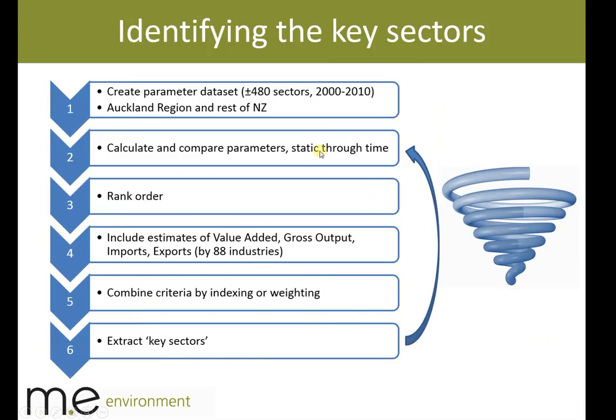To give a little bit of context of what we're doing in the whole process, we're identifying the key sectors, and that's from the parameter datasets for the 48 industries from 2000 to 2010, and we extracted data for the Auckland region from EYES and for the rest of New Zealand from the Economic Futures model. So this process that we're doing at the moment is calculating and comparing the parameters, and we're going to rank order the industries.